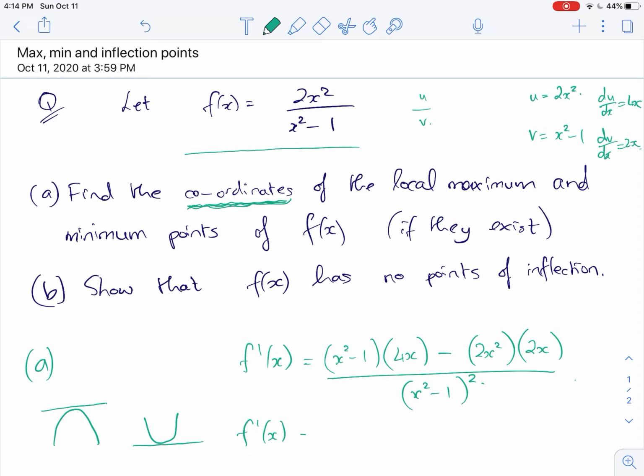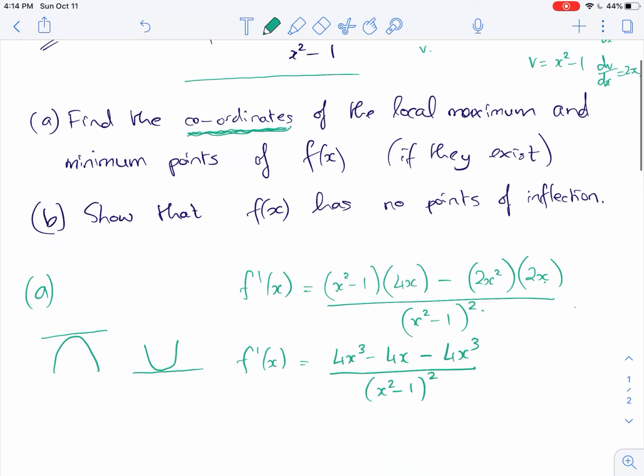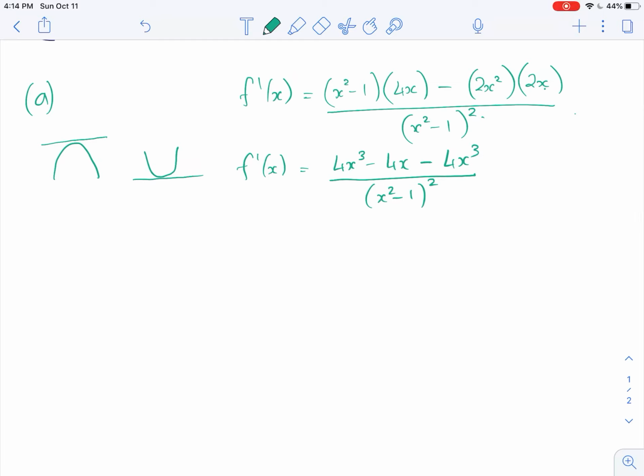Now let's tidy this up. We want to know when this is equal to 0. Well, let's group terms. So multiplying out the numerator, we get 4x cubed minus 4x minus 2 2's are 4, x squared times x is x cubed. So we add our powers with the same base of x, all over x squared minus 1 all squared. Okay, in the numerator there, we see our 4x cubes will cancel. So we end up with minus 4x all over x squared minus 1 all squared.